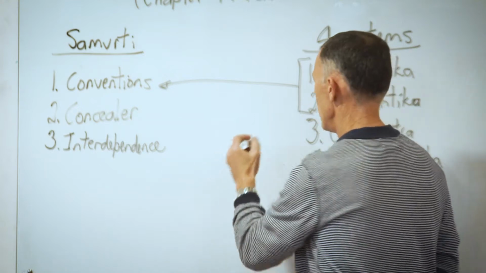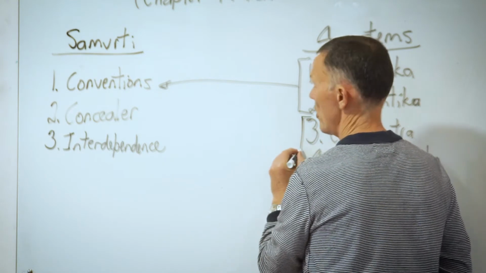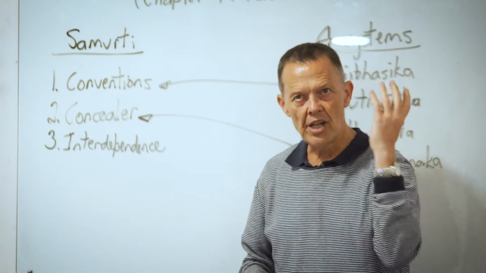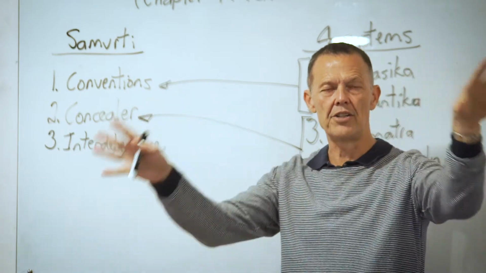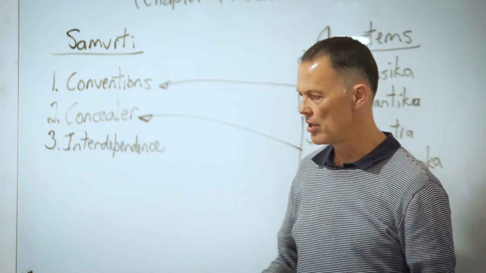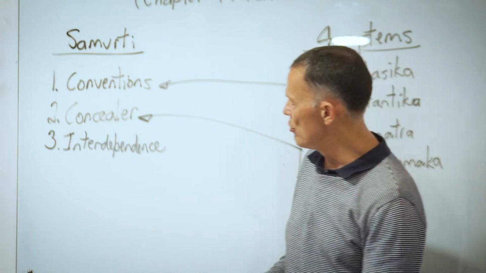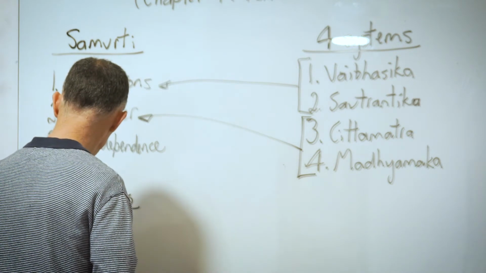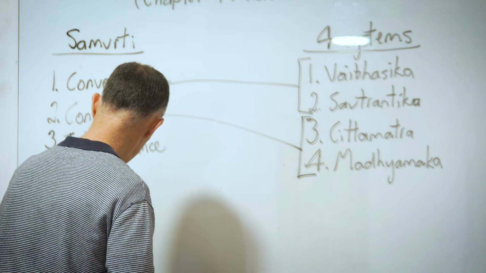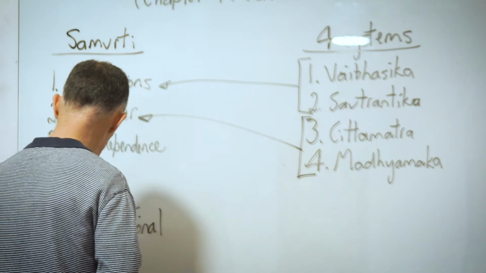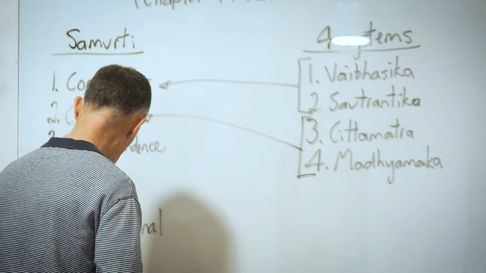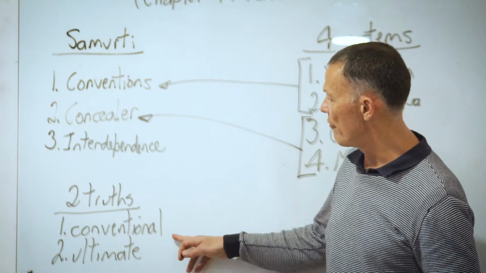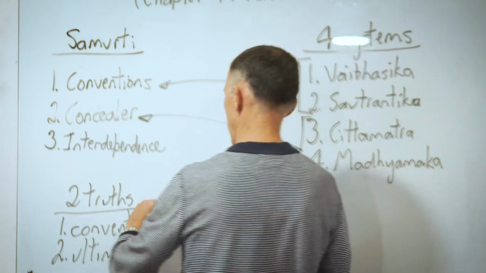So actually, when this word is used, this is the meaning: concealer, meaning something is concealing reality. Reality is not appearing to us. So that's why these two truths normally or often are translated as conventional or ultimate truth. Sometimes instead of that you'll see relative.